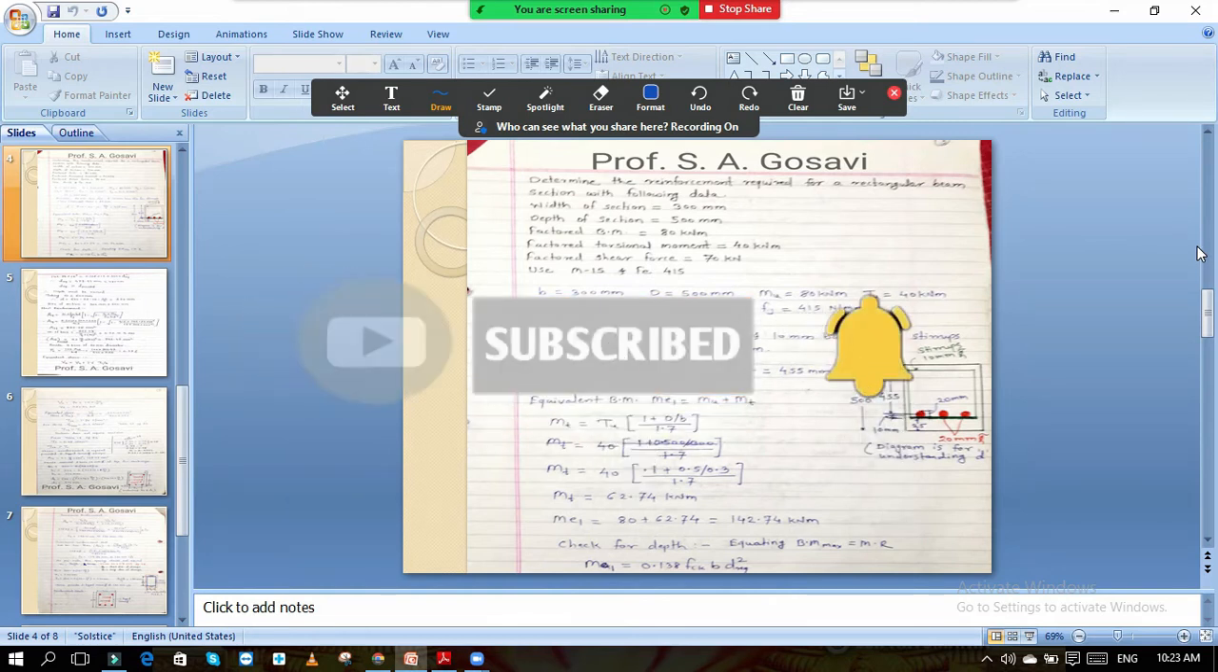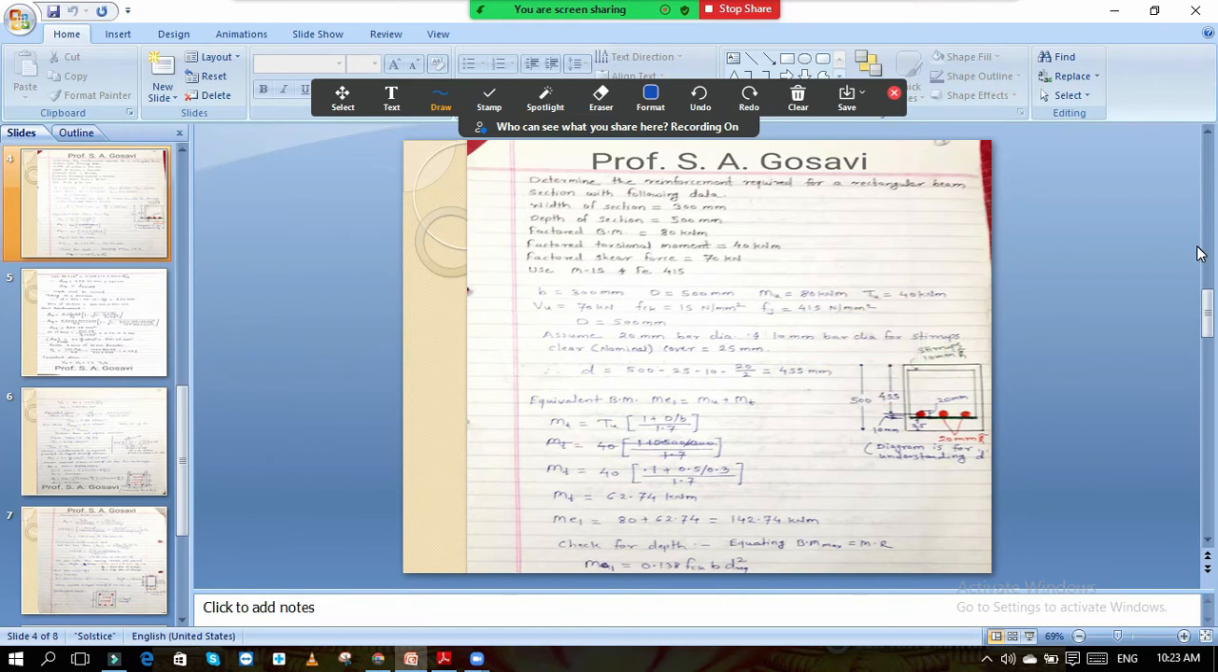From the total depth, that is 500, we have calculated the effective depth first. Up till now, I am recalling to you up to which point we have solved the problem, so you can also confirm that. The overall depth was 500 mm given to us. We have assumed 25 mm clear cover, 10 mm diameter for the stirrups, and 20 mm main bar diameter. We have calculated our effective depth, and it was 455 mm.